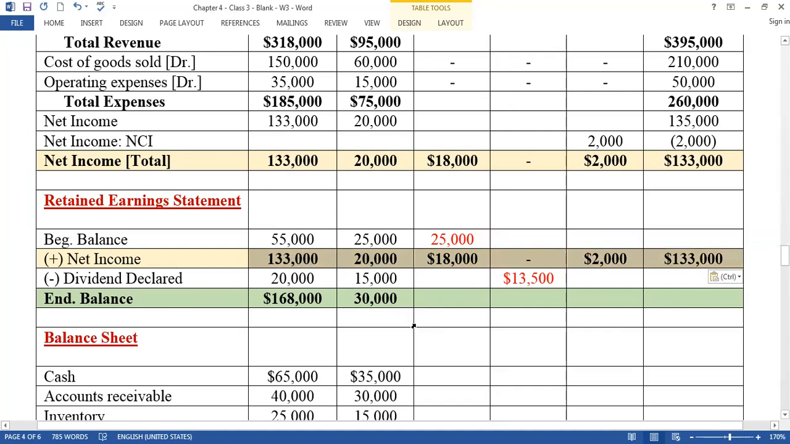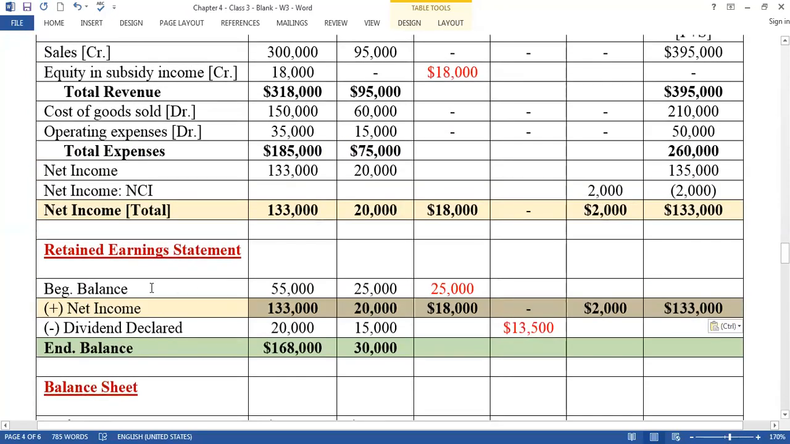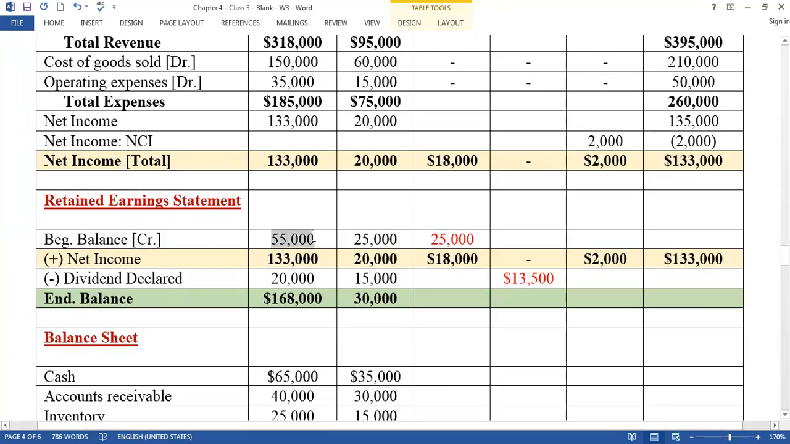Now we can do the consolidation, that means make it total. You know that for retained earnings, the normal balance is credit. So $55,000 credit, $25,000 credit, but $25,000 debit again. So these two are going to eliminate, right? These two are going to eliminate. We only have the parent company's beginning retained earnings, $55,000.